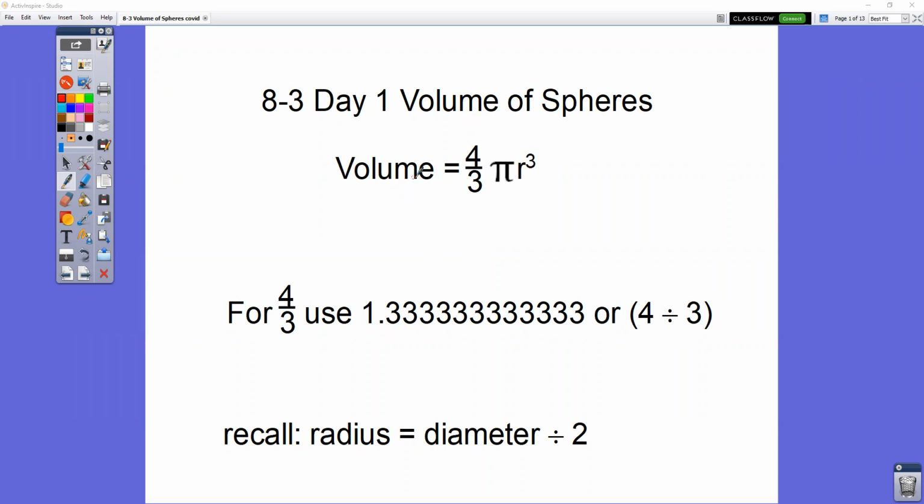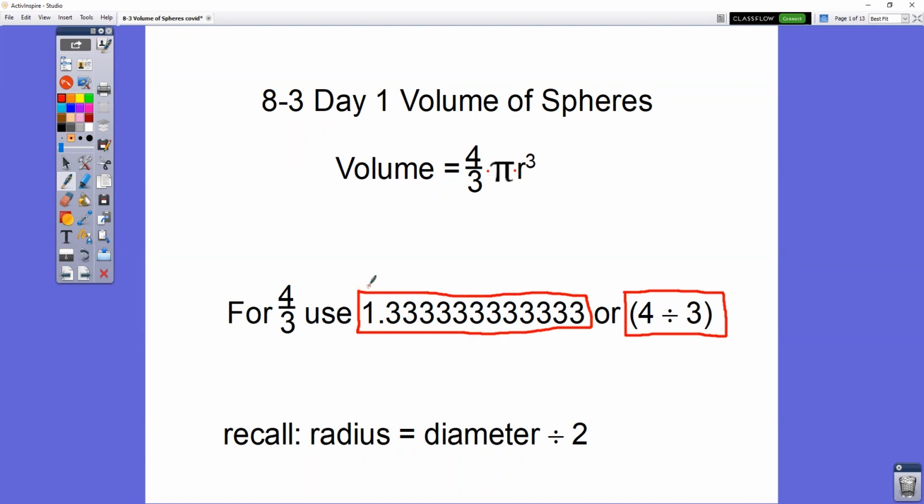So the formula is volume equals 4/3 times pi times r cubed. R cubed means the third power. For the fraction 4/3, just like we had yesterday with 1/3, today we have the fraction 4/3. You could either do, and this is probably the easiest way, just type in 4 divided by 3 right at the beginning of the problem.